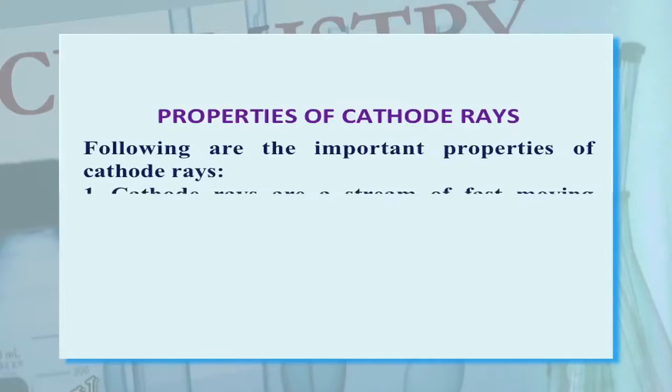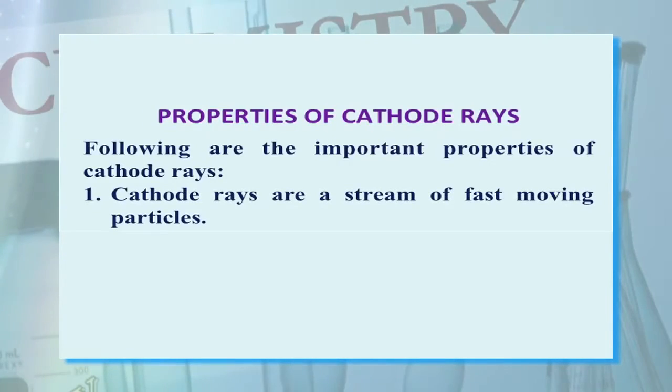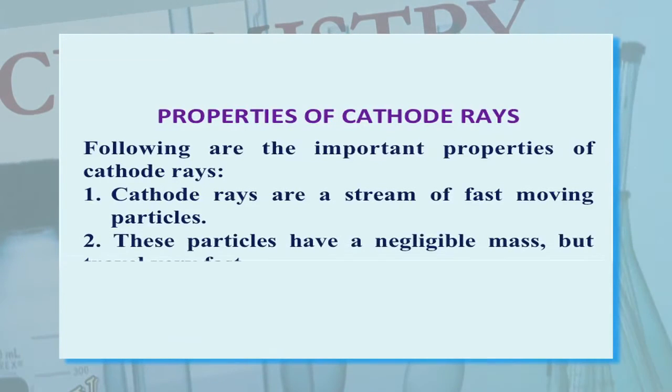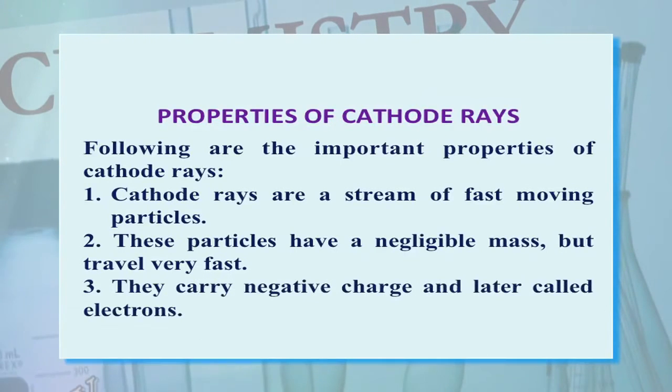Properties of cathode rays. Following are the important properties of cathode rays. First, cathode rays are a stream of fast moving particles. These particles have a negligible mass, but travel very fast. They carry negative charge and later were called electrons.